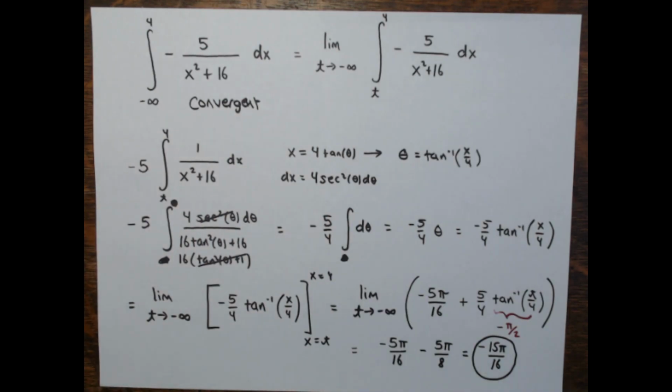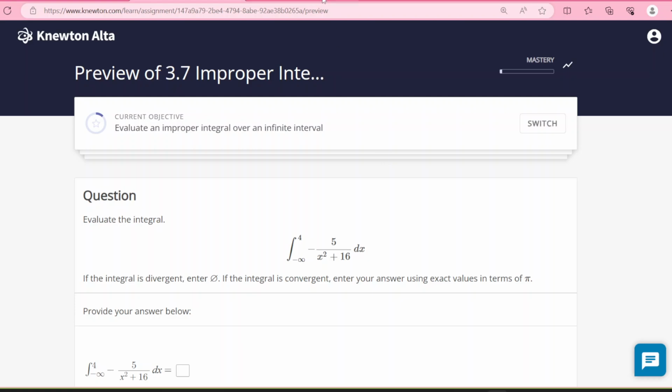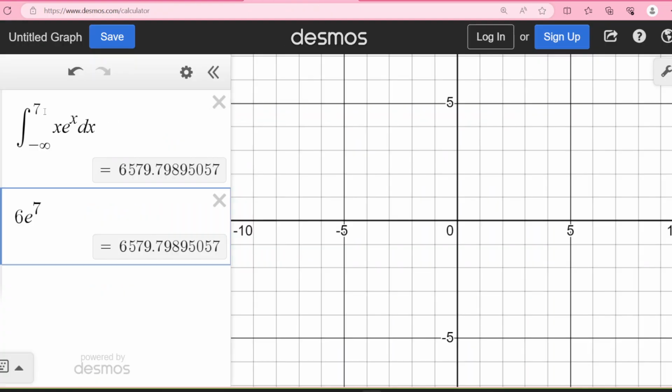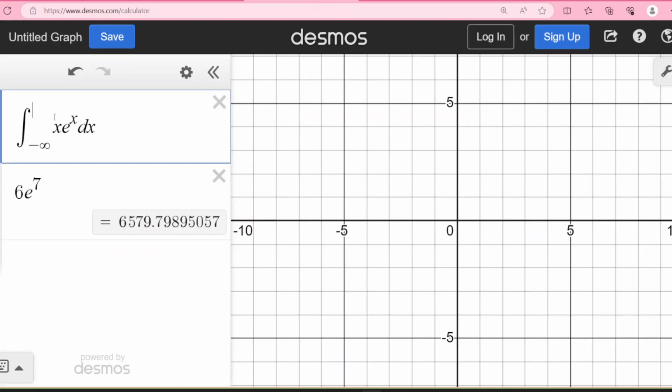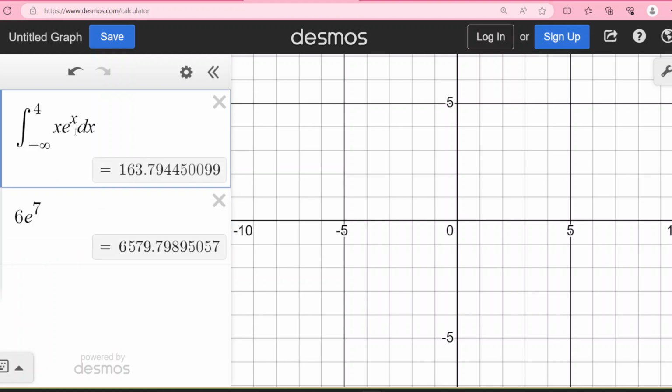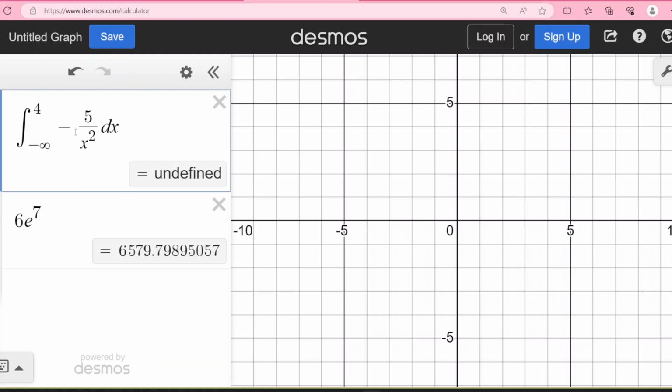And once again, let me test it out. I'll enter this just to double check that my values are correct here. Back on the Desmos calculator, we're going from negative infinity to 4, and my integrand was negative 5 over x squared plus 16.